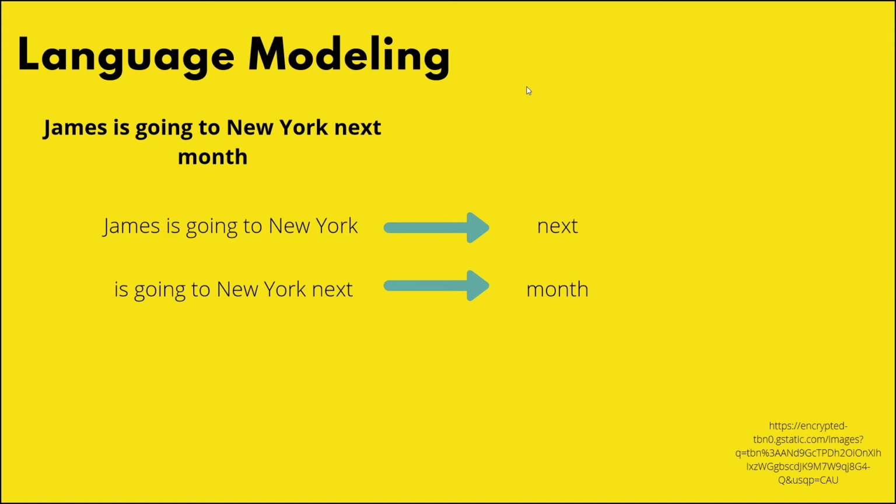In the second fragment, you shift the input by one word. So now the input is going to New York next, and the predicted word is month. So you do the same thing again, calculate loss, calculate gradient, and then back propagate.